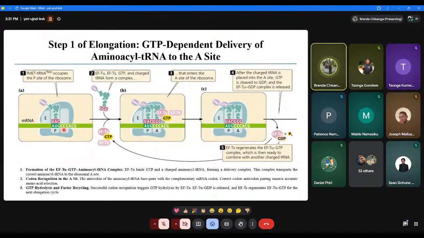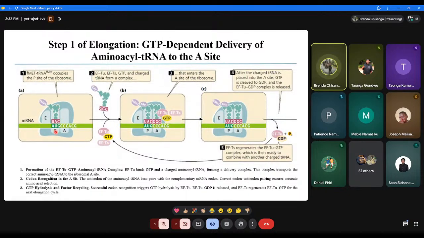What it means is that this A site needs to receive an amino acid tRNA, meaning a tRNA that is carrying an amino acid that corresponds to this codon on the A site. So now, how is this tRNA, which is carrying the amino acid that corresponds to this codon, brought to the A site of the ribosome? And I want you to pay attention.